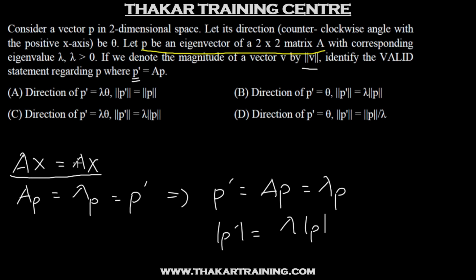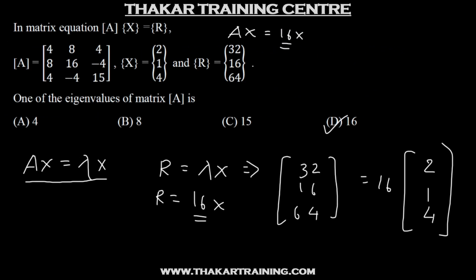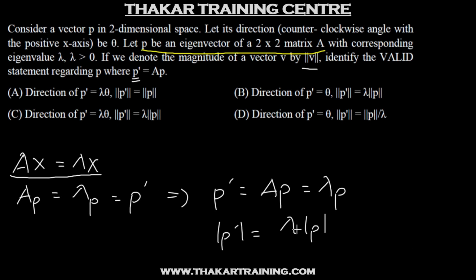Whenever you have a vector being multiplied by a scalar, it does not change the direction of the vector. It never changes the direction. Even in the previous question, whether you plot this vector or this vector, they are both going to be in the same direction, just their magnitudes are different. The magnitude of this vector is 16 times that of this. Similarly, here the magnitude of p prime will be lambda times the magnitude of p, but the direction of p prime and p will be exactly the same. The direction will be theta, whereas the magnitude will be lambda times p. So this is the answer for this question.